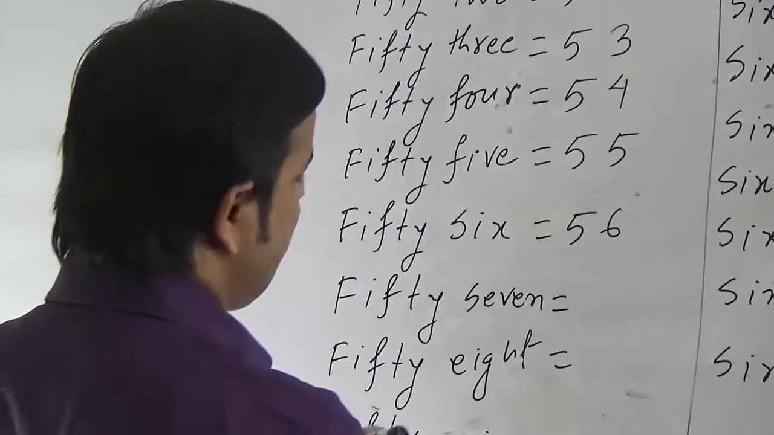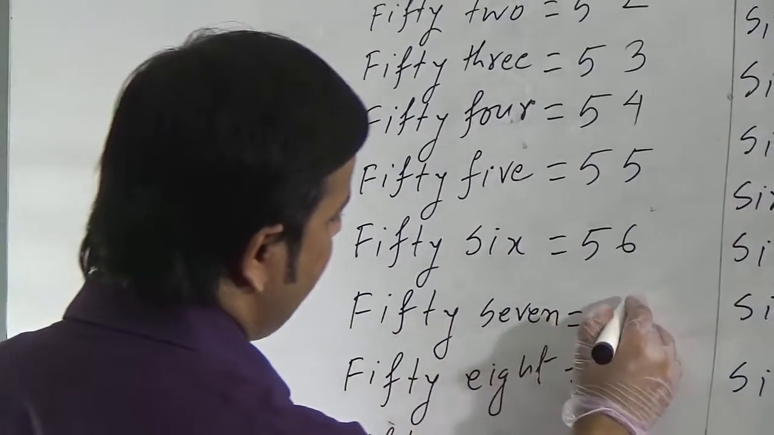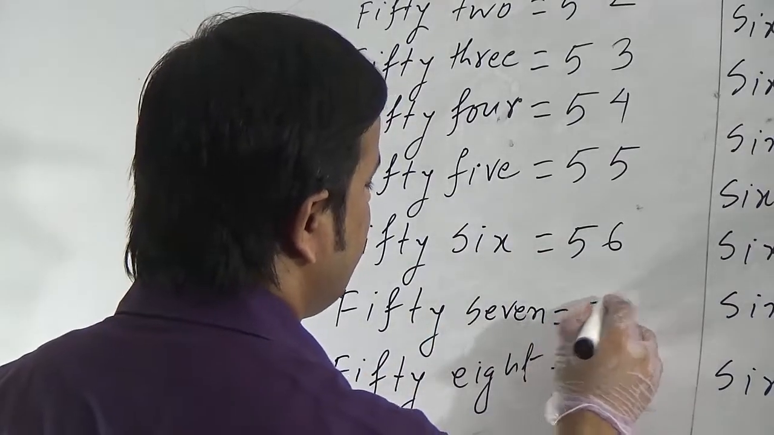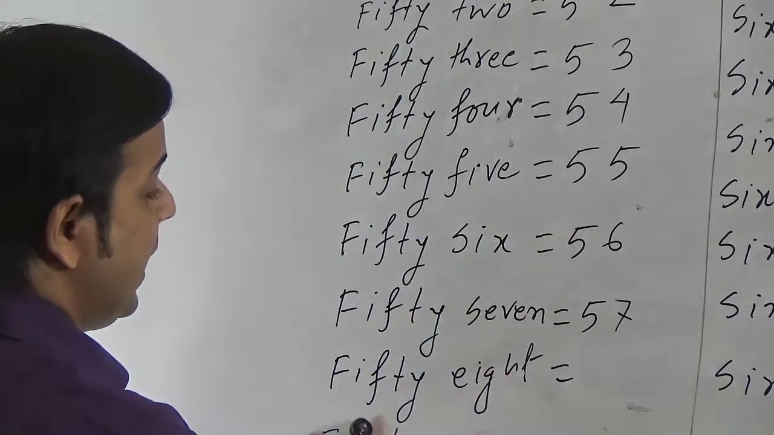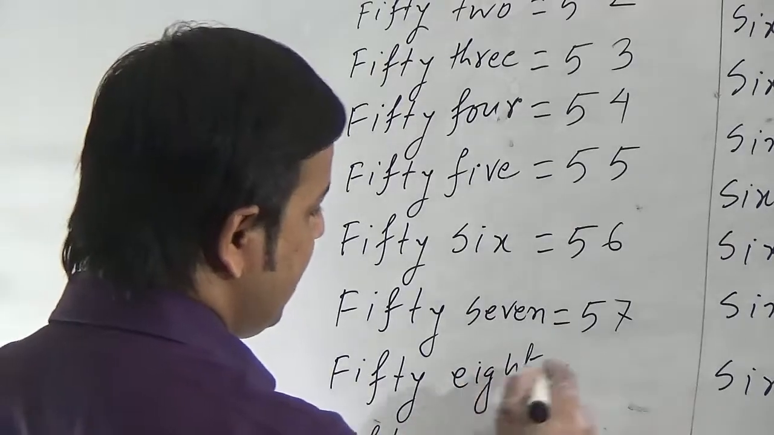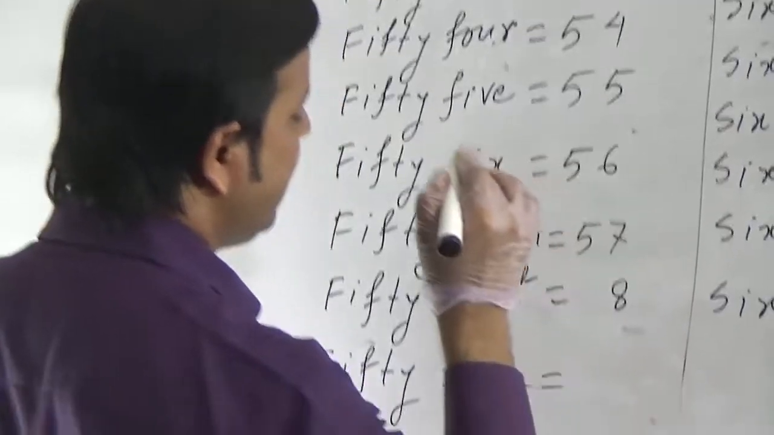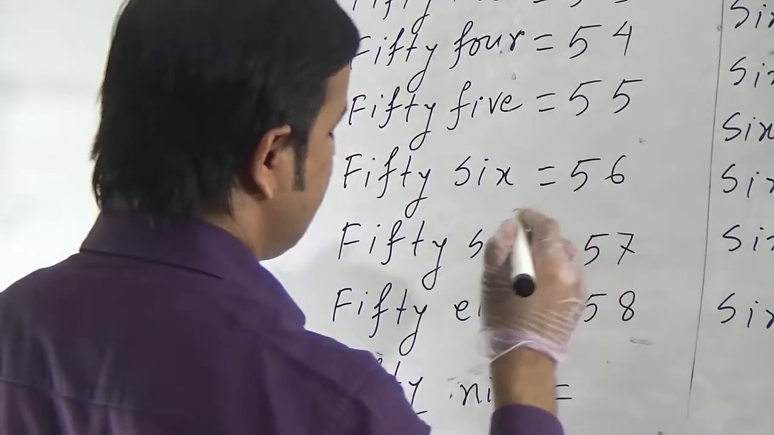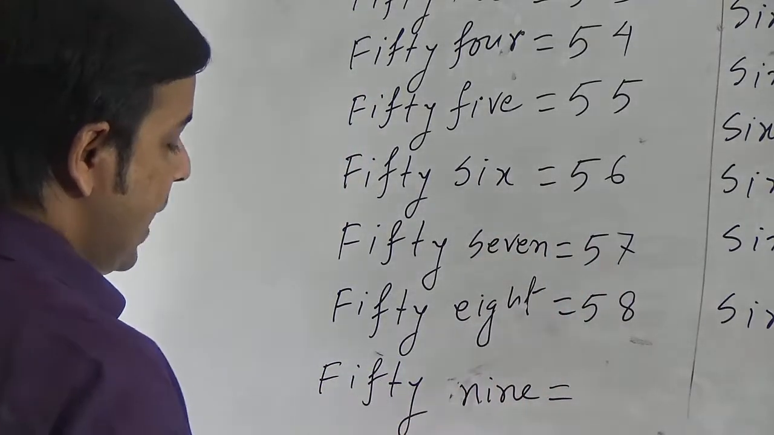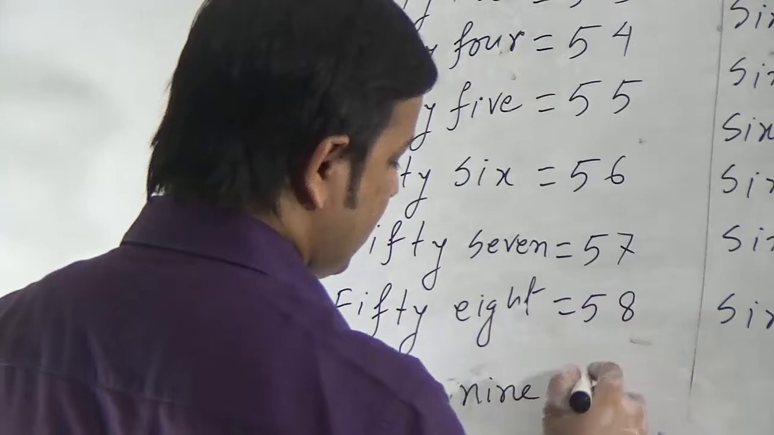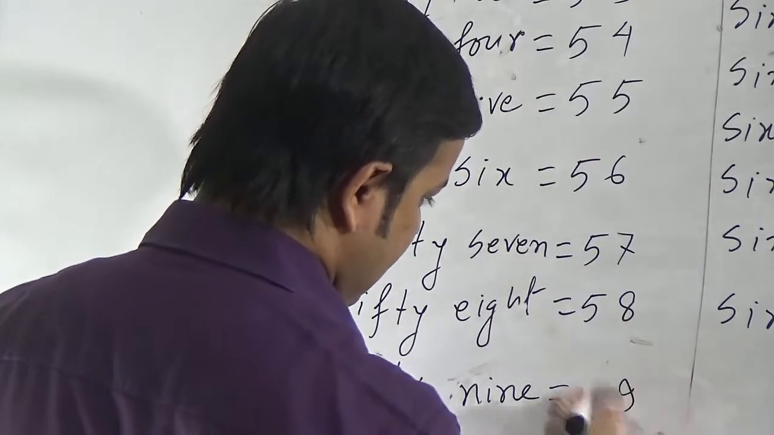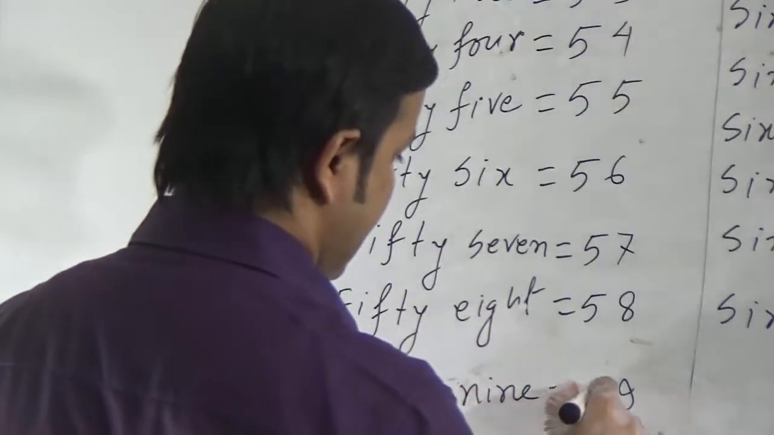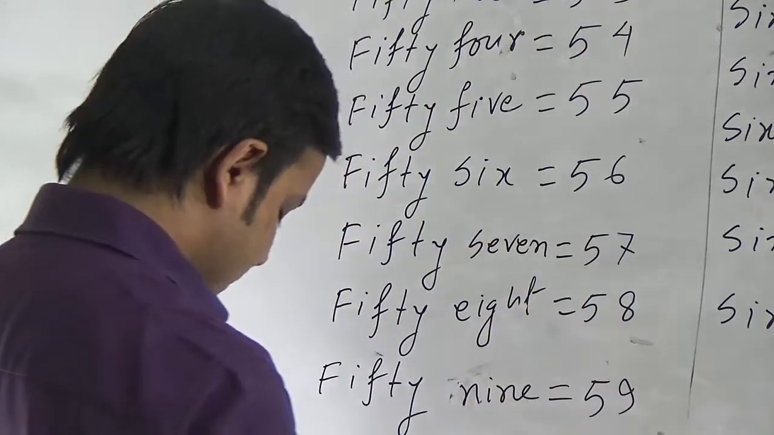Then 57. To write 57, we have to write 7 in ones position, 5 in tens position. Then 58. To write 58 we have to write 8 in ones position and 5 in tens position. Then we have to write 59. To write 59 we have to write 9 in ones position and 5 in tens position.